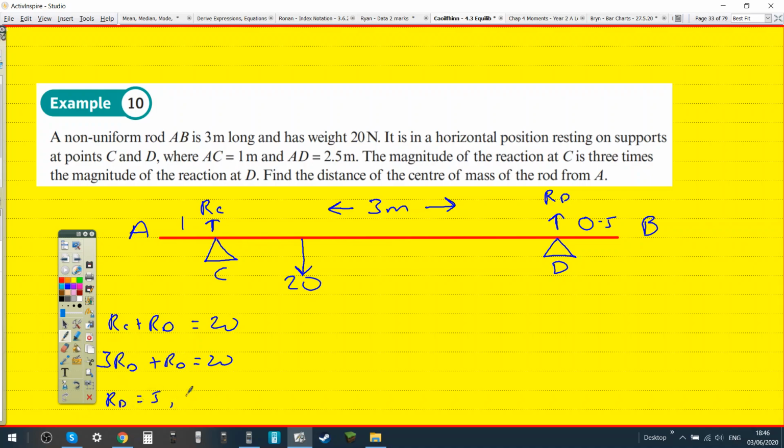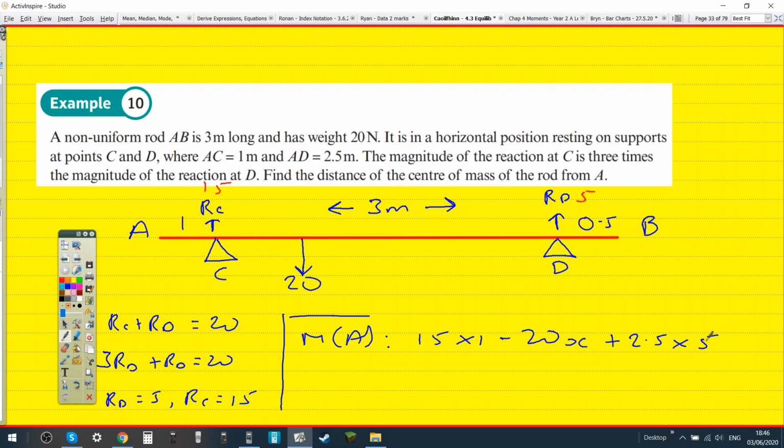And that would be going, if it's about A, anti-clockwise, so it's positive. And then the centre would be 20 times X, and that is clockwise, so it would be negative. And then add 5 times 2.5, that is anti-clockwise, so that's positive. And then B is 0 times 3.